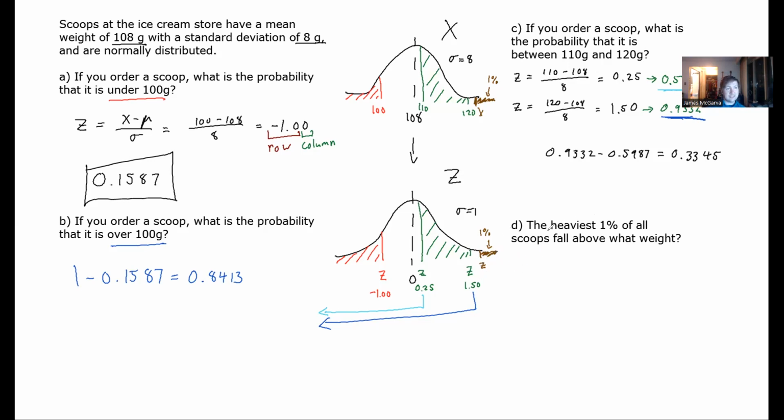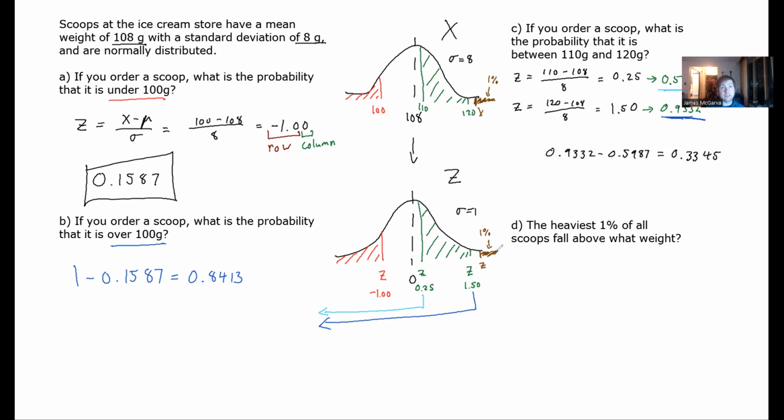Now, in this case, it was the heaviest 1%. So it was up here on the right. If it was on the left, things would be a little bit different, because the table naturally gives us things on the left. If you remember what the table is doing, it's giving us the area to the left of the number. That's why when we wanted to do under 100 grams, we just used the answer from the table. But when we wanted to do over 100 grams, we had to do 1 minus the answer, in order to make it work. So same thing's happening here.